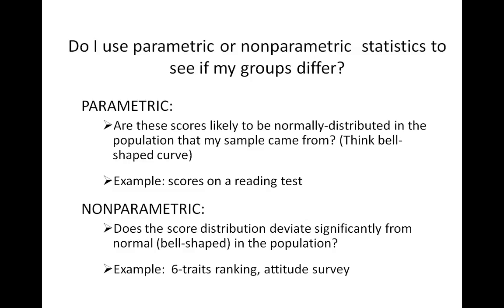A good example are scores on a reading test. On the other hand, you'd use non-parametric if the score distribution will deviate significantly from that bell-shaped curve in the population. So an example is 6 traits ranking or attitude surveys.